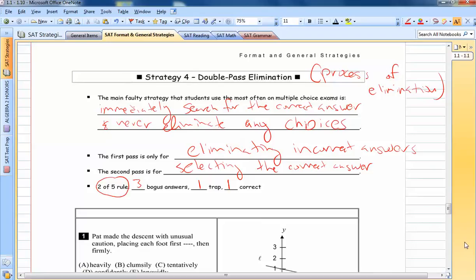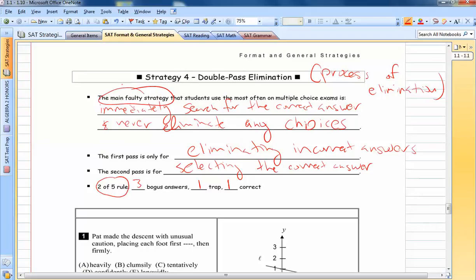Before we do the examples below, just keep in mind that there is a faulty strategy that some students use when taking multiple choice tests, and that would be looking for the correct answer right away and then just moving on, so never eliminating any choices. That's not a good idea because it's not just your job to pick the right answer, it's also your job to make sure that the other 4 choices are in fact incorrect. That way you have more confidence in your answer.